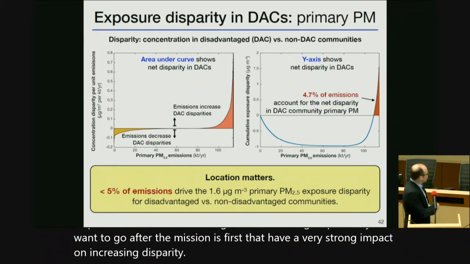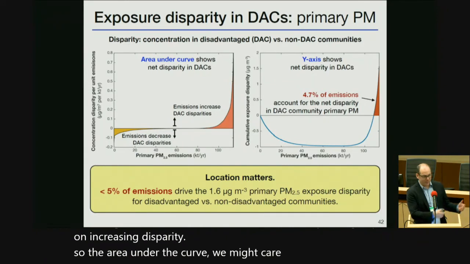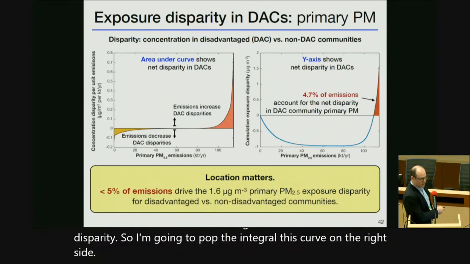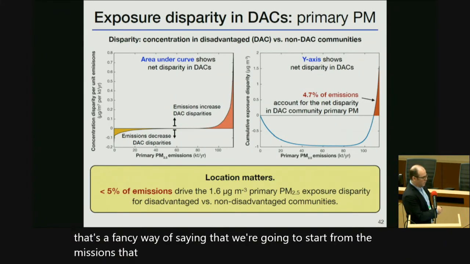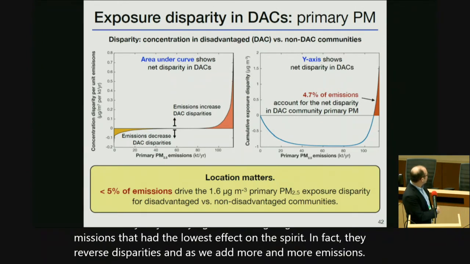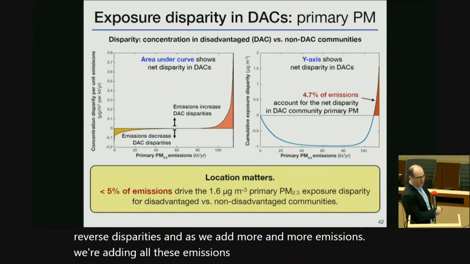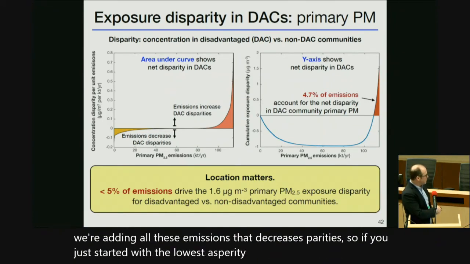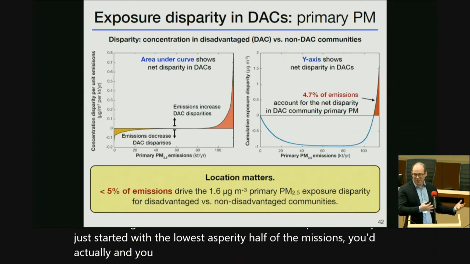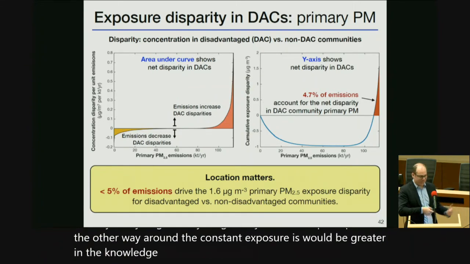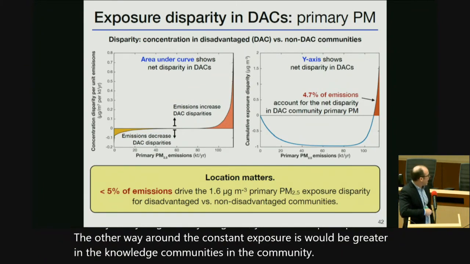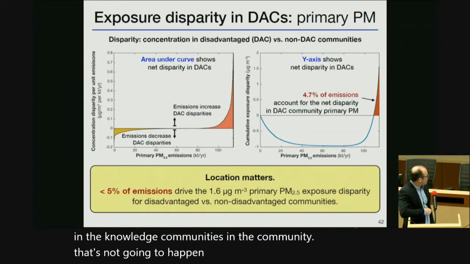So the area under the curve we might care about, that's the total disparity. So I'm going to plot the integral of this curve on the right side. That's a fancy way of saying that we're going to start from the emissions that have the lowest effect on disparity. In fact, they reverse disparities. And as we add more and more emissions, we're adding all these emissions that decrease disparities. So if you just started with the lowest disparity half of the emissions, and you got rid of everything else, you'd flip the EJ problem the other way around. The exposures would be greater in the non-EJ communities than the EJ communities. That's not going to happen, but that's sort of the hypothetical scenario.